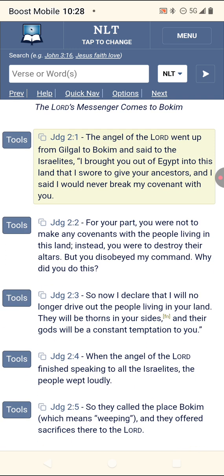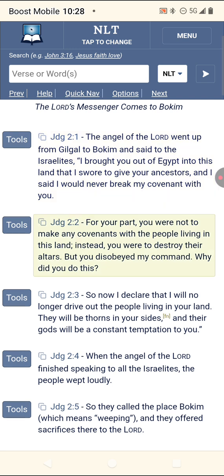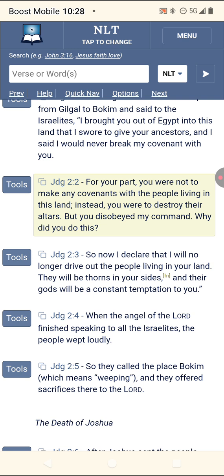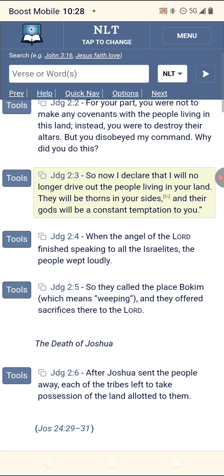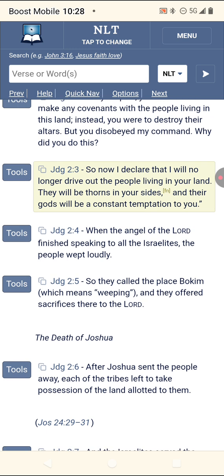The angel of the Lord Yahweh went up from Gilgal to Bochim, Judges chapter 2, verse 1, and said to the Israelites, I brought you out of Egypt into this land that I swore to give your ancestors, and I said I would never break my covenant with you. For your part, you were not to make any covenants with the people living in this land. Instead, you were to destroy their altars, but you disobeyed my command. Why did you do this? So now I declare that I will no longer drive out the people living in your land. They will be thorns in your sides, and their gods will be a constant temptation to you.